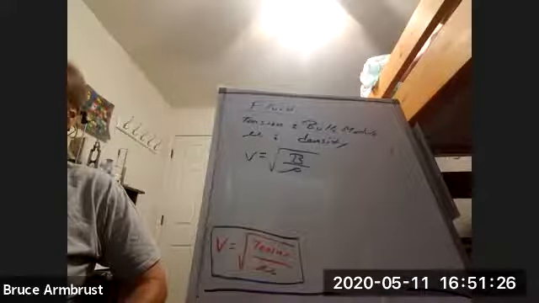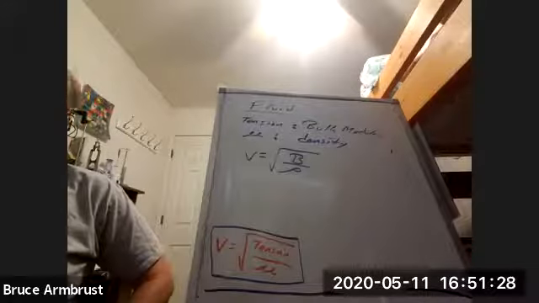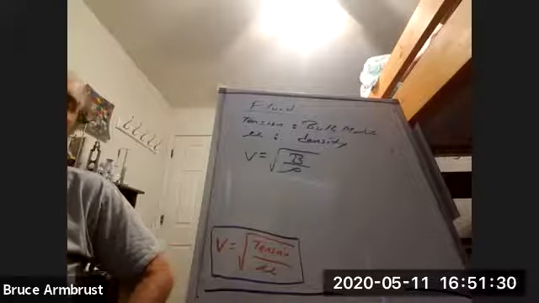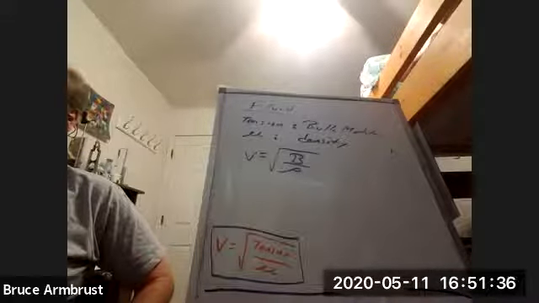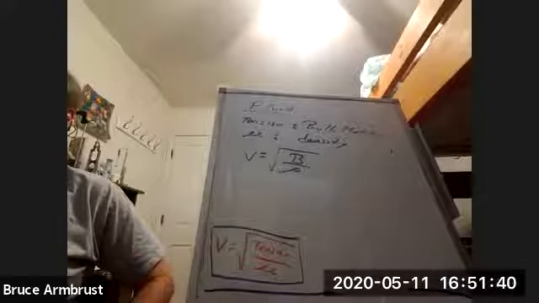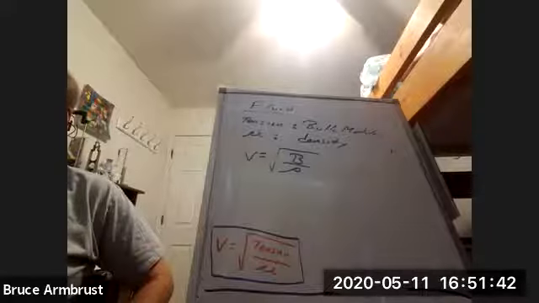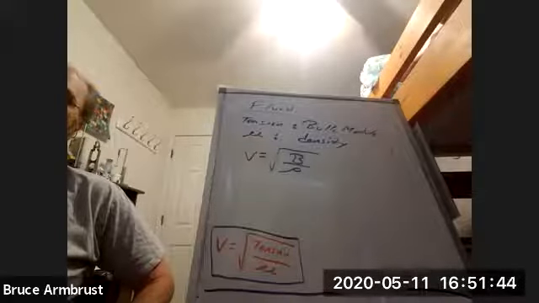But this is how we calculate it. So for example, the speed of sound in air is right around 343 meters per second. It depends a lot on temperature and pressure and all that, as you can probably imagine, because temperature and pressure are going to change the density.